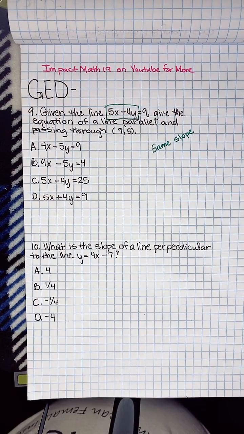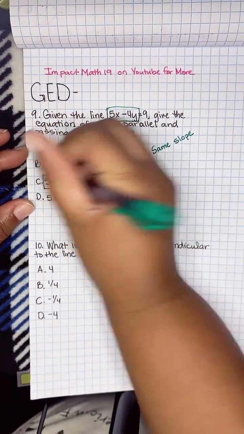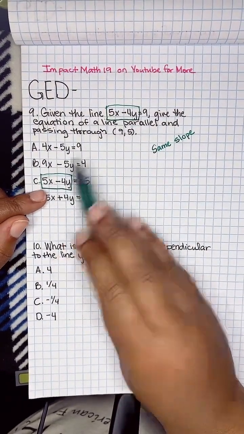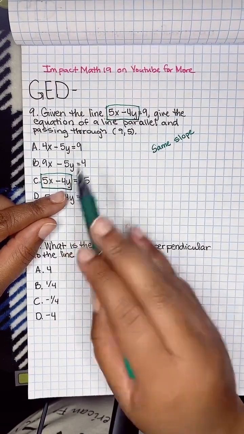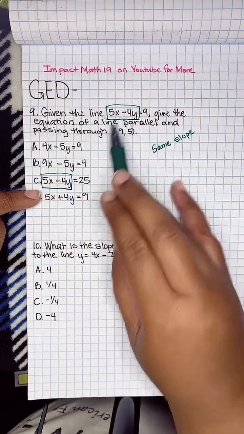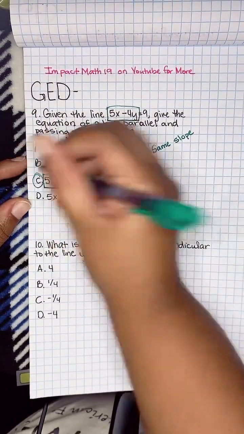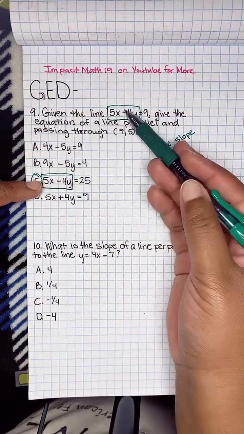Good. So people are saying C. Look, you guys, I have a positive 5x. I have a minus 4y. Since these are the exact same, C is my answer. They have to have the same slope.